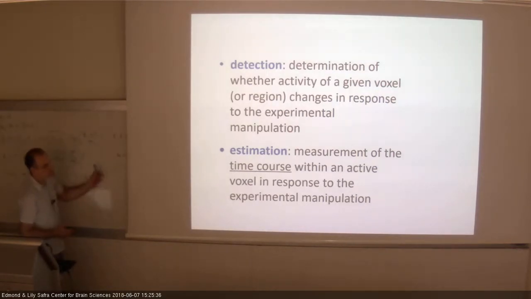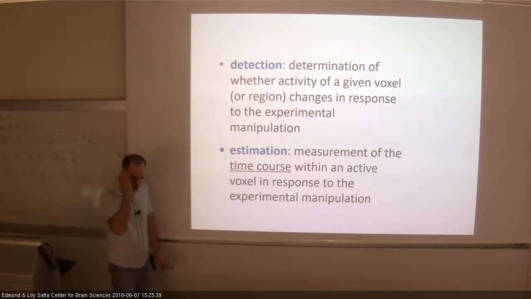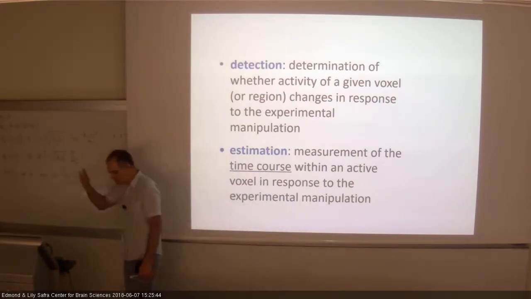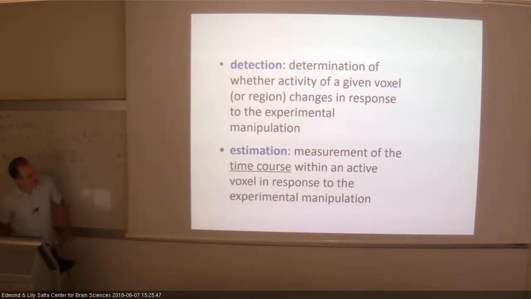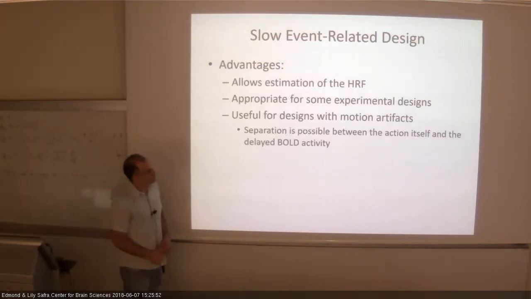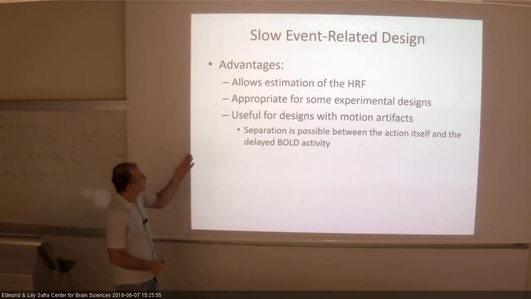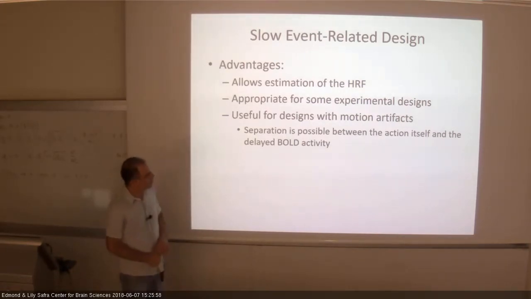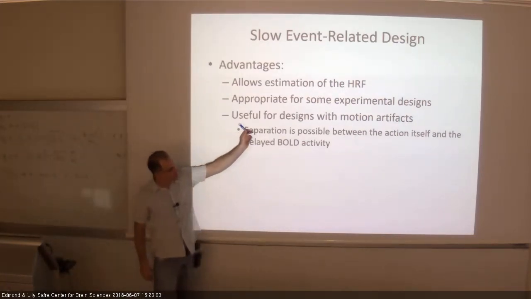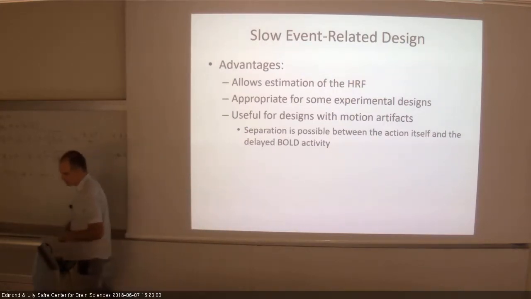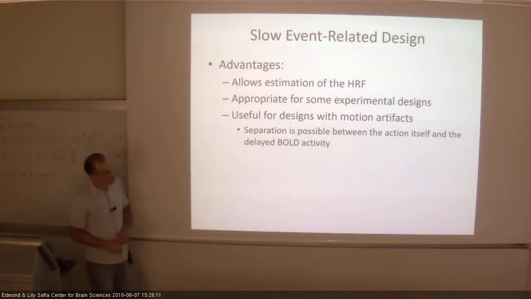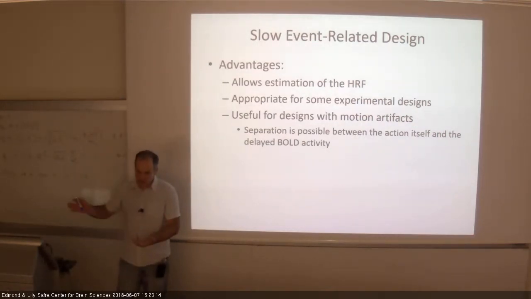So if this is my purpose, then I want to see just one event, and gone, and then I want to give the BOLD time to evolve. So this is when I would use this kind of design, the slow event related design. Again, it allows the estimation of the HRF. I'm not going to talk about this in depth, but when you want to assess motion artifacts, it's also beneficial because you can estimate the response.